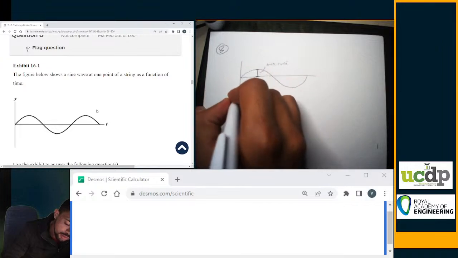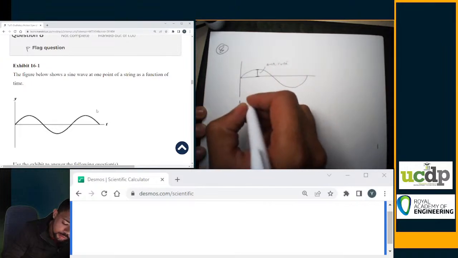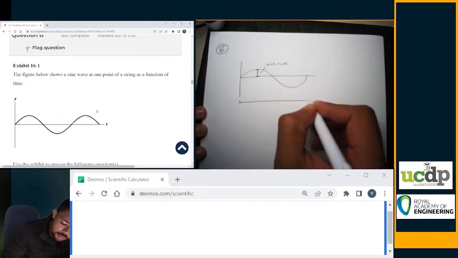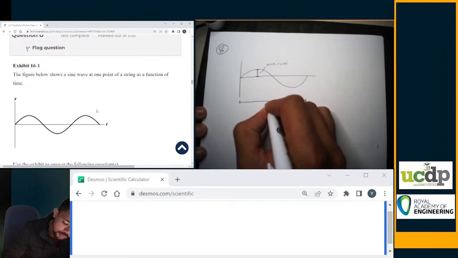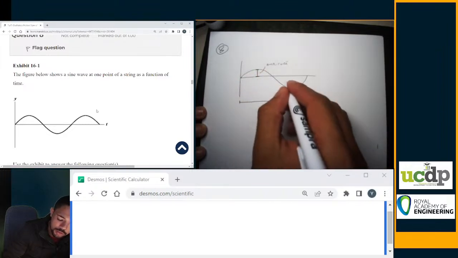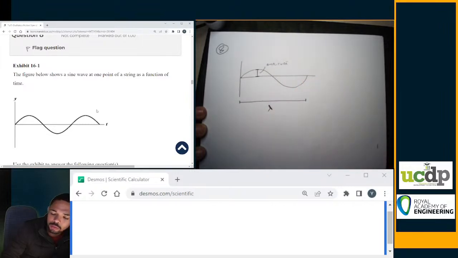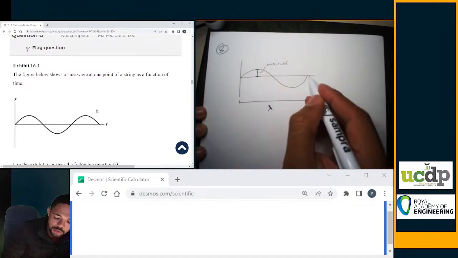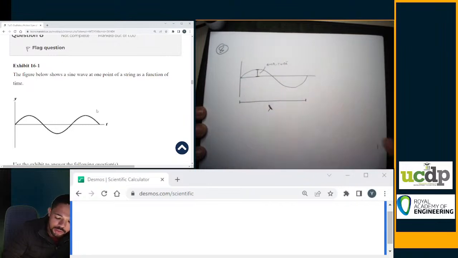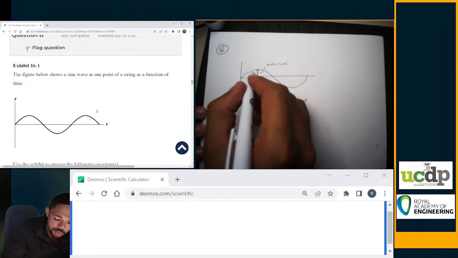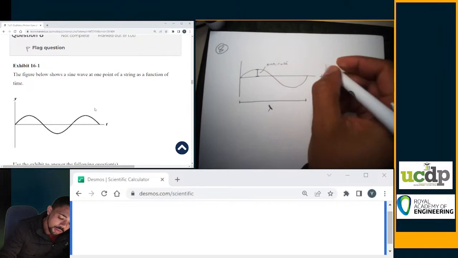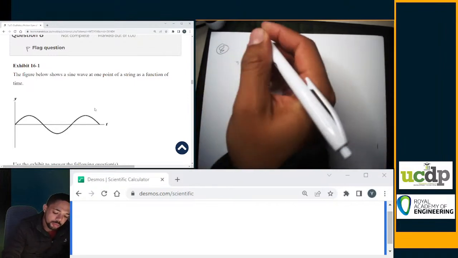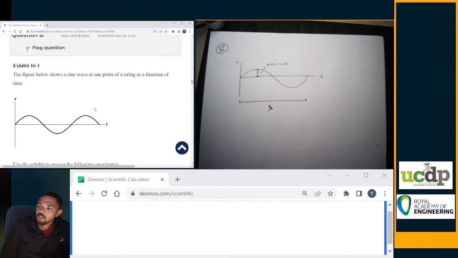The distance to complete one full wave is its wavelength. That is its wavelength for one complete wave. The distance between any two points in phase, these two points are in phase, is its wavelength. And this is time, by the way, and that is height, y. So that is basically what you need to know for this next question.